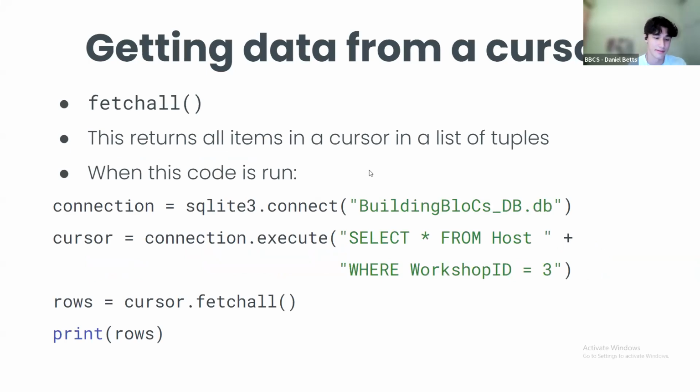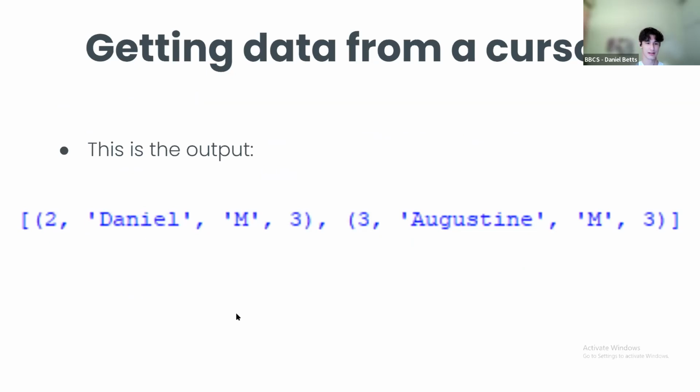Next we have the fetch all function. What this function does is, with your execute statement where you select the data you want, you change all your data from the cursor into a list of tuples. So it's like another 2D array. If you have rows equal to cursor.fetchall and I print rows, you get all the data in tuples within a big list, with both data sets.